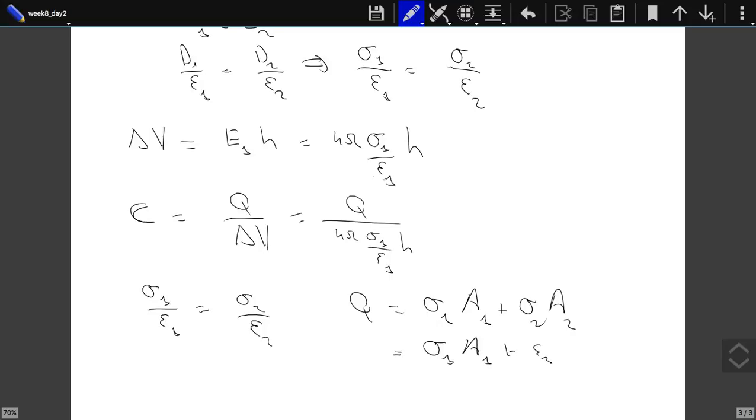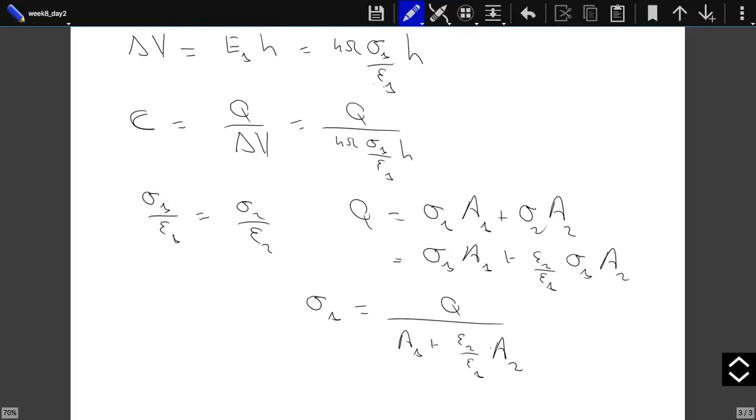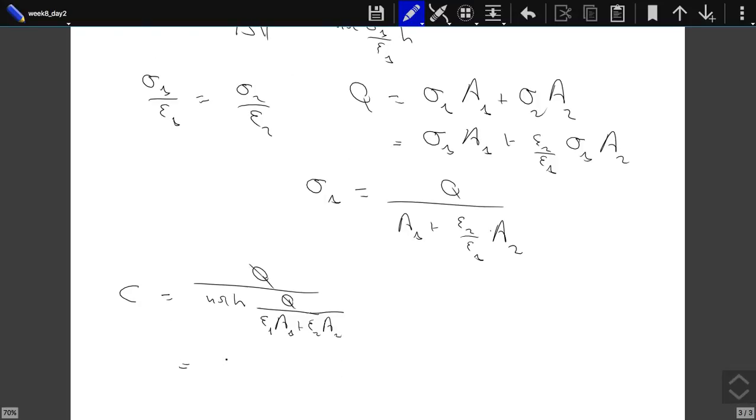This is sigma 1 A1 plus, well, sigma 2 is nothing but epsilon 2 over epsilon 1 sigma 1, times A2, or sigma 1 is equal to Q over A1 plus epsilon 2 over epsilon 1 times A2. Now we know sigma 1 in terms of Q. We can put it in our expression of the capacitance. C is equal to Q over 4 pi H, Q over epsilon 1 A1 plus epsilon 2 A2. Q's cancel and we end up having epsilon 1 A1 plus epsilon 2 A2 over 4 pi H.